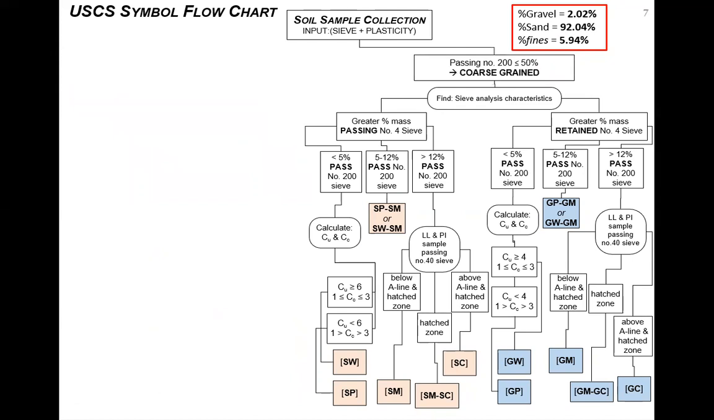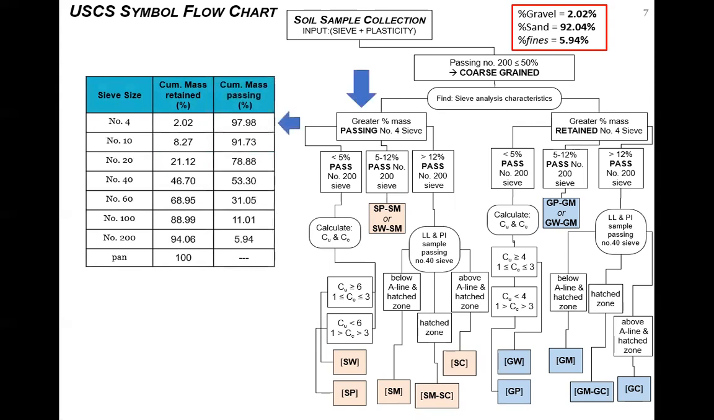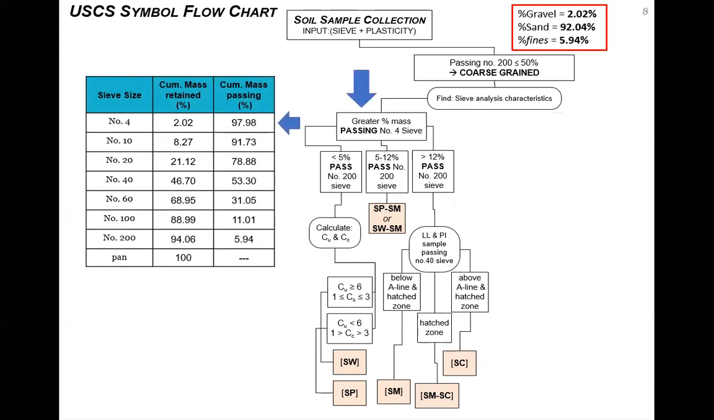Do we have a greater percent mass passing the number 4 sieve or a greater percent retained on the number 4 sieve? So what is our percent retained on the number 4 sieve? 2%, yeah, exactly. So obviously we have a greater percentage passing our 4 sieve than retained on our 4 sieve. So what we would do is follow this path, so we can forget all of that stuff and only look at this little tree now. So we know our soil is going to start with an S, whatever we do. So it's going to be primarily sand, so it's going to start with an S.